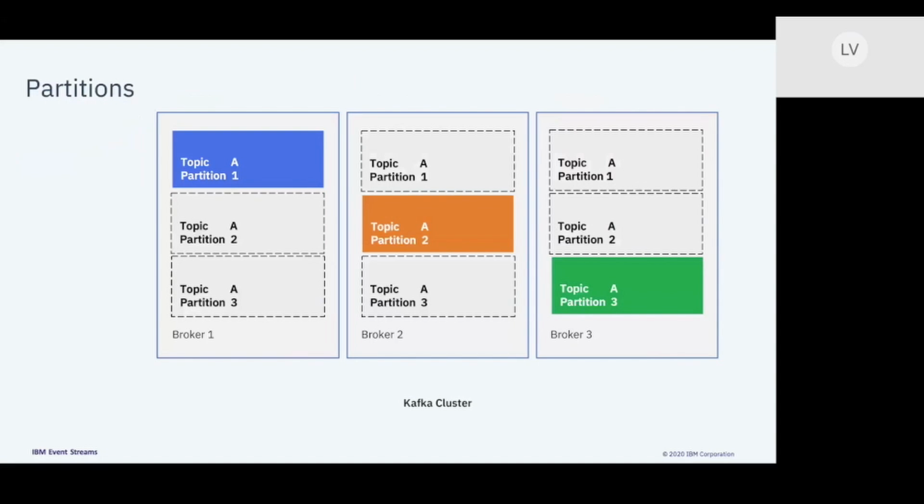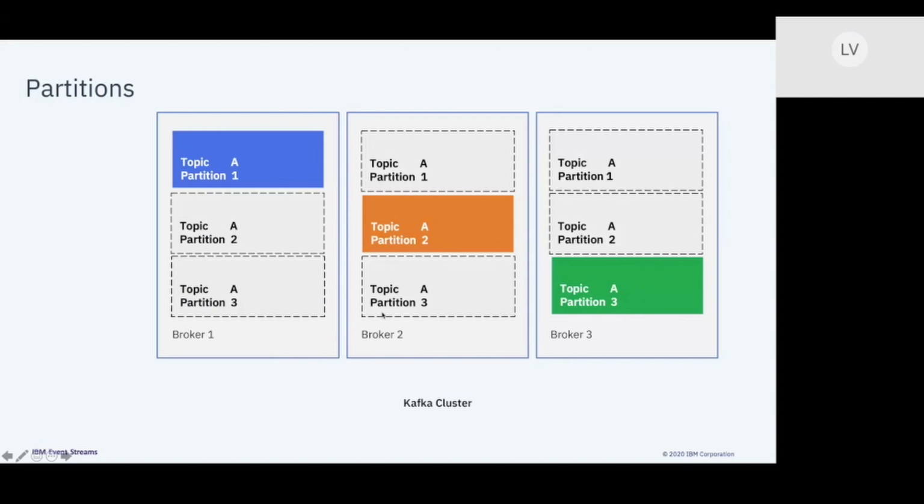These are the different replicas and partitions you can have. This one will be the leader for partition 1 of topic A, and that's a different replica. This one will be the leader for topic A, partition 2. That's a different replica, and so on. That's the leader for topic A, partition 3, and so on.